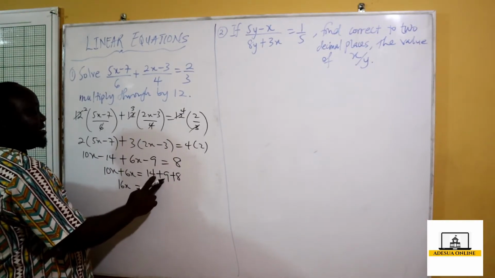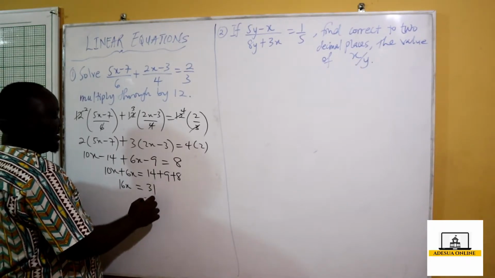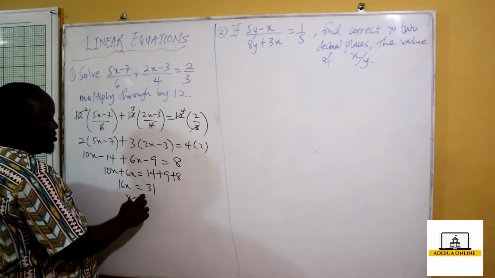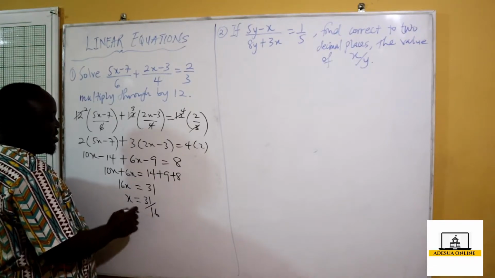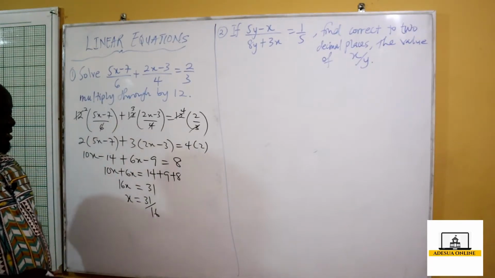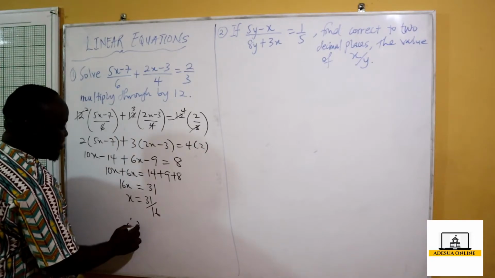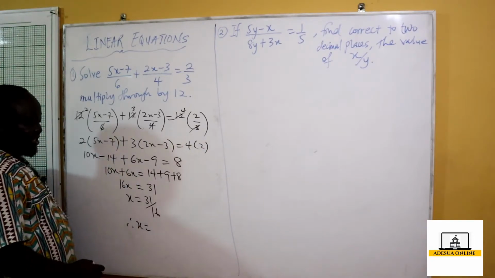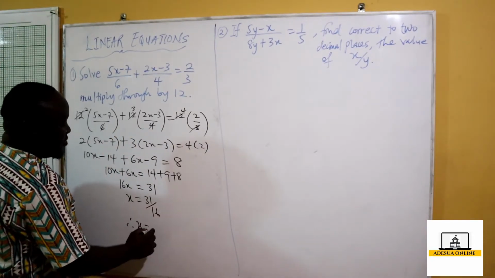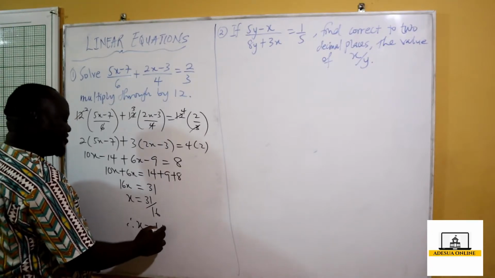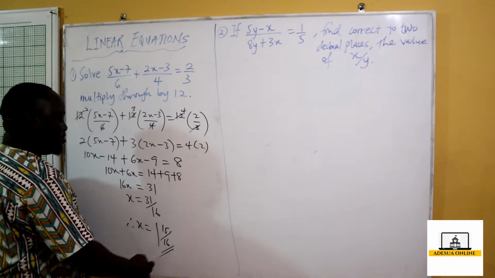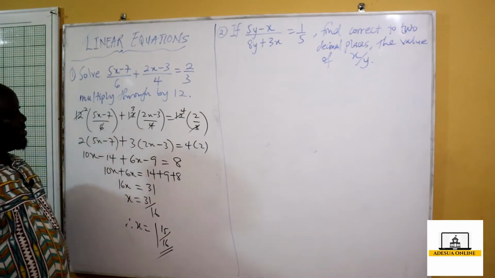So 14 plus 9 plus 8 will give us 31. So our x will be equal to 31 over 16, that is dividing both sides by 16. Therefore, 16 times 1 is 16, and the remainder gives us one whole number, 15 over 16. So this becomes our answer.